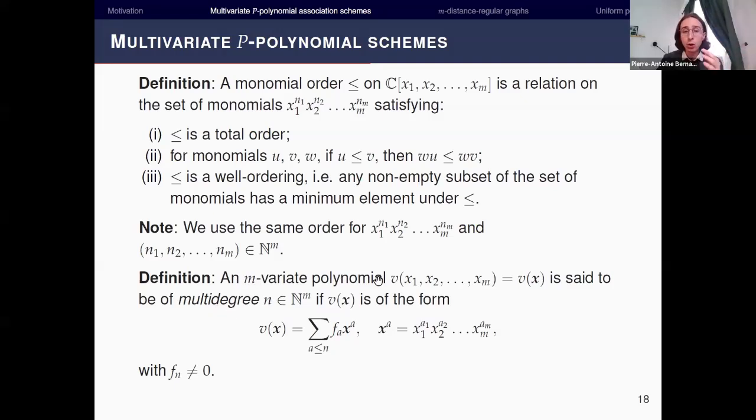An m-variate polynomial is of multi-degree n if all the monomials that appear in the polynomial are labeled by tuples a which are smaller than n. And also you need that the coefficient in front of the monomial labeled by n is non-zero. Here n is a tuple of integers, so it's the tuple n1, n2, up to nm. This is based on the definition of the monomial ordering, and it generalizes the notion of the degree of a polynomial.